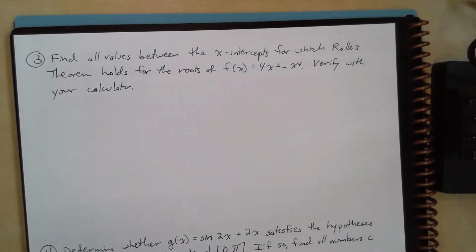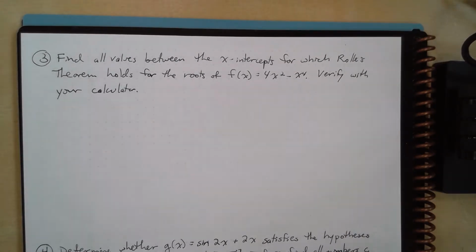We want to find all the values between the x-intercepts for which Rolle's theorem holds for the roots of f of x equals 4x squared minus x to the 4th. And we were told to verify this with our calculator. Okay, let's take a moment here. The first thing we have to do is actually find out what these roots are.